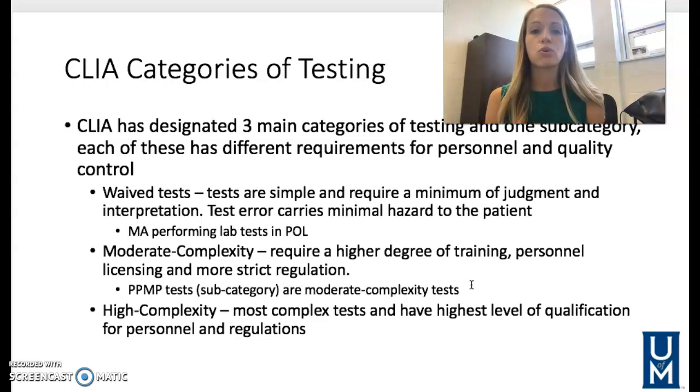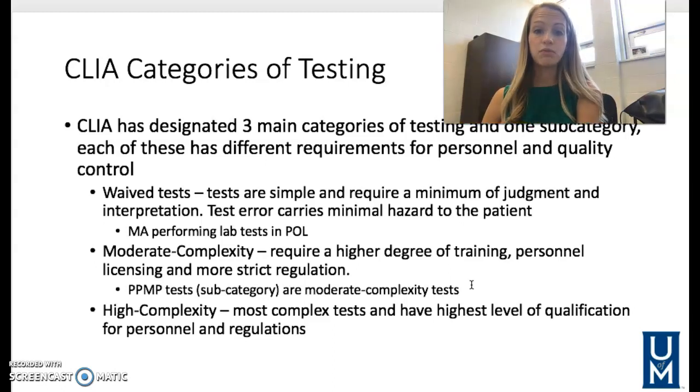So these 3 categories, we have the first, which is a waived test. These tests are simple. They require a minimum of judgment and interpretation. The test error carries minimal hazard to the patient. So the MA may perform lab tests in the physician office laboratory, and these will all be waived tests.